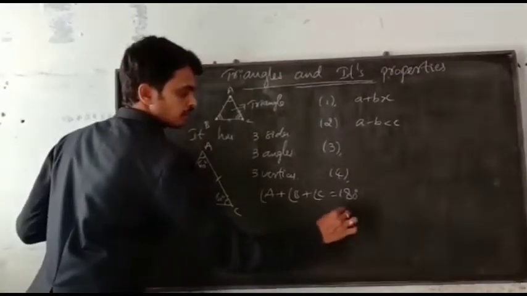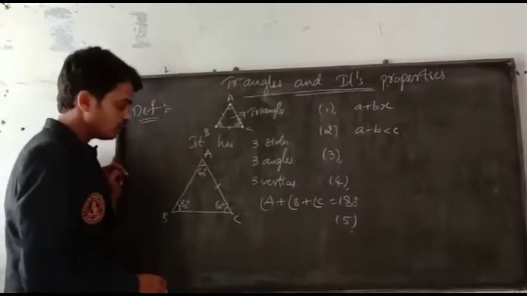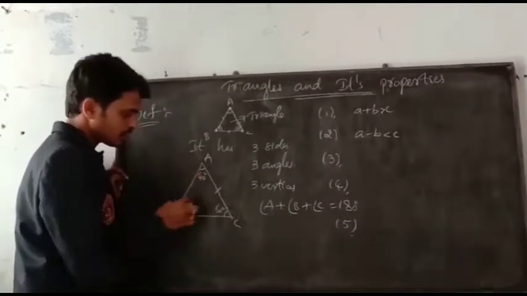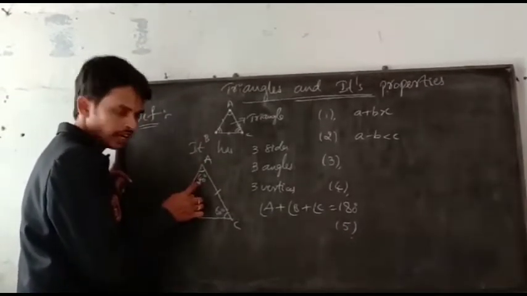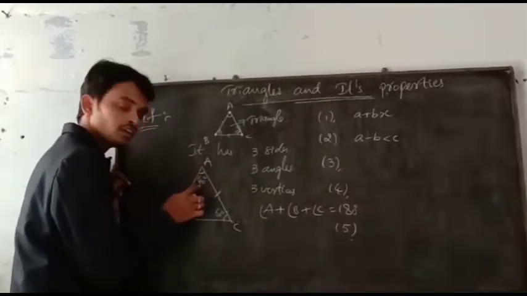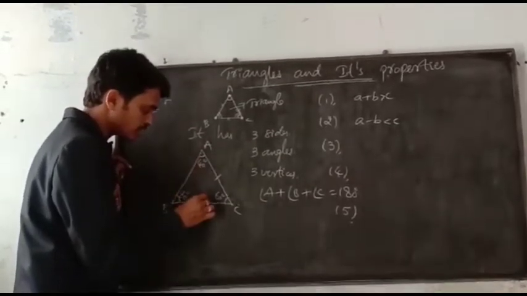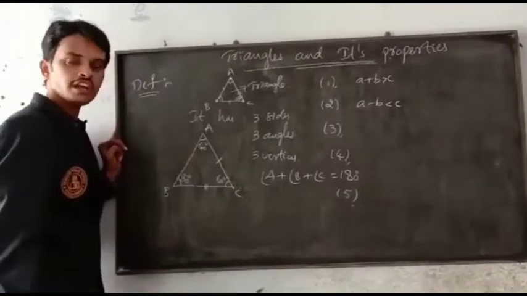Now next, the fifth one. In a triangle, which is the smallest angle? Among these three angles, 40 degrees is the smallest angle. Then in a triangle, the side opposite the smallest angle is also the smallest side.